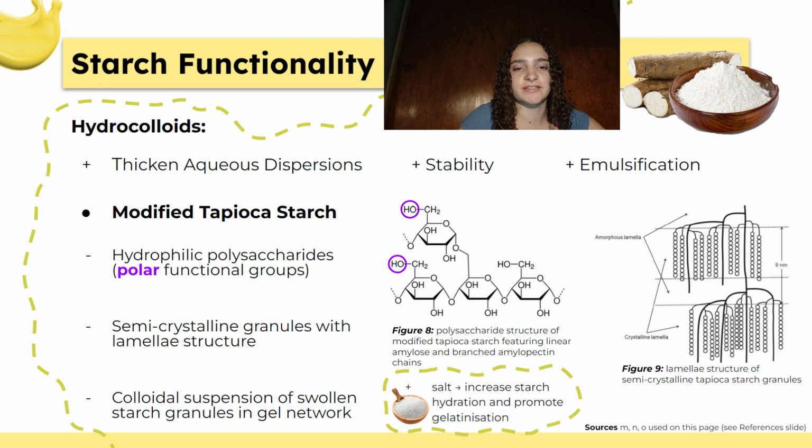Modified tapioca starch consists of the hydrophilic glucose-based polysaccharides which self-assemble into partially crystalline granules due to physical cross-linking. This happens through intermolecular forces including hydrogen bonding, van der Waals forces, and electrostatic interactions because of the presence of hydroxyl groups on the outer side of the chains. Each semicrystalline granule has a lamellar structure of alternating crystalline and amorphous layers.